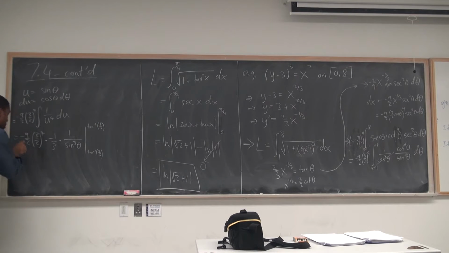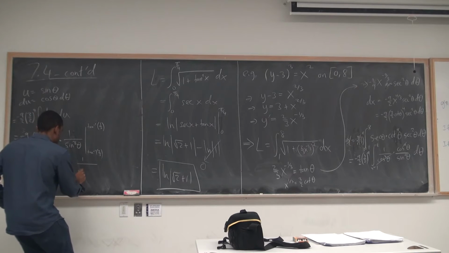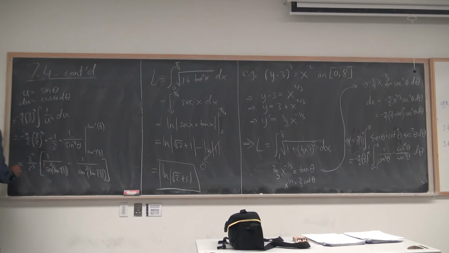So I just plug those guys in. This minus is going to cancel that. 3 goes into 9 3 times. So I'm going to have 3 to the 5th over 2 to the 5th times 1 over sine tan inverse 1/3, cubed, minus 1 over sine tan inverse 2/3 cubed, and that would be your length.